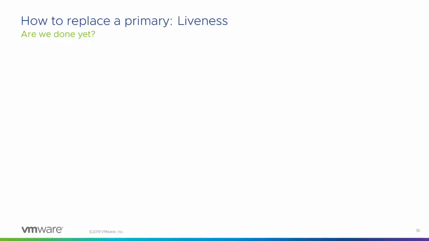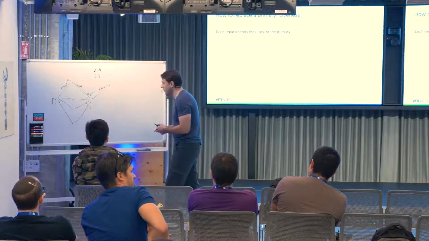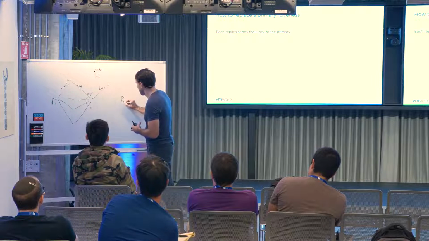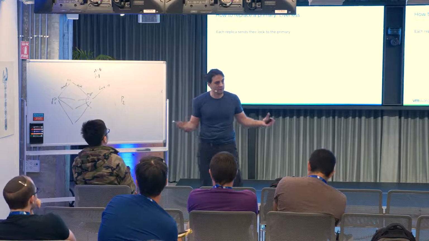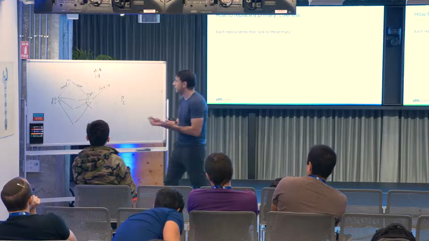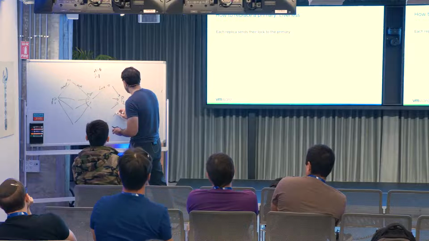Okay, so that concludes the safety. Let me show you again how this works. What we want to do is this view change. Let's say we have a new primary, and here's primary 2. In order for primary 2 to start working, it has to receive all the locks from all the previous replicas. So in particular, all the replicas decide to send the locks to primary 2.